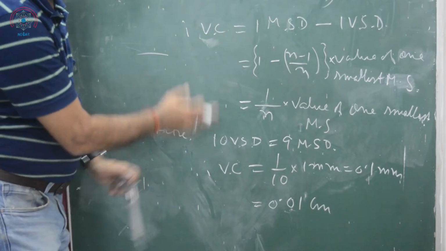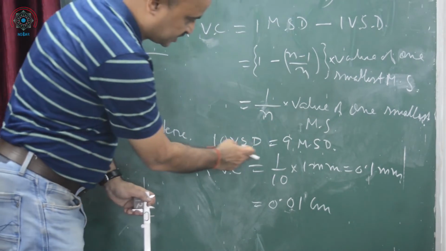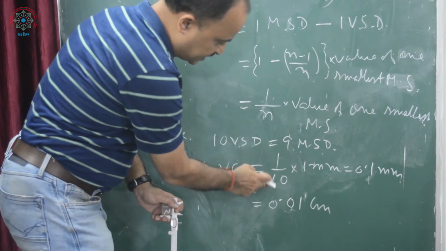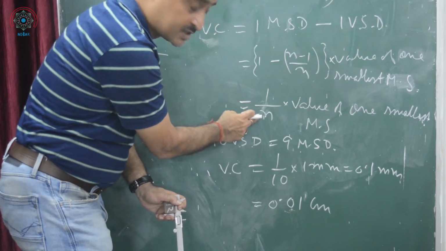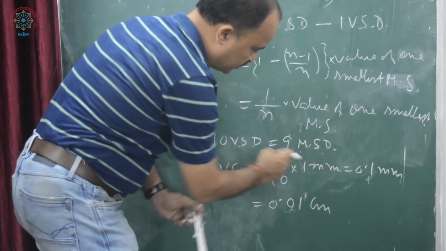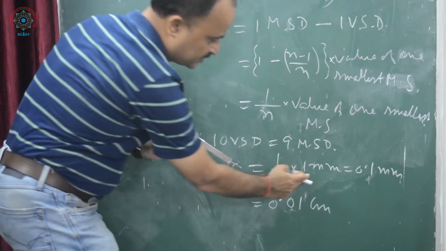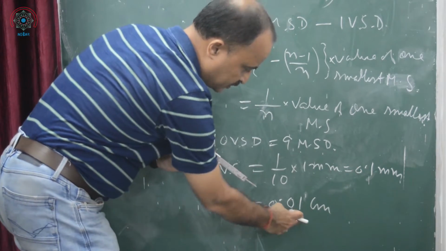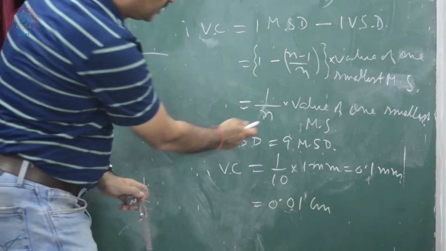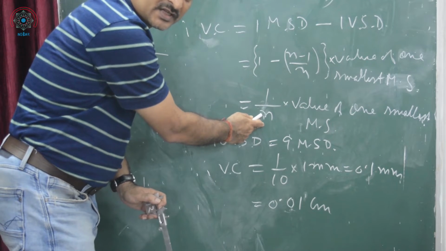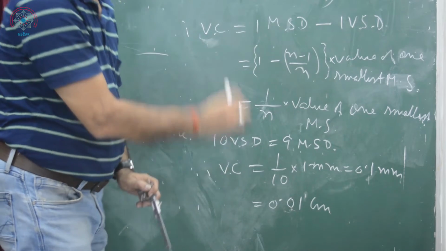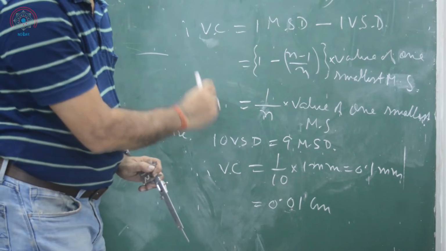In our device, we have 10 Vernier scale divisions equal to 9 main scale divisions. So the Vernier constant will be 1 by 10. Here for n, I am putting 10. The value of the smallest main scale division is 1 millimeter. So I get 0.1 millimeter or 0.01 centimeter. As the number of Vernier scale divisions increases, the smaller the value of the Vernier constant, which means more accuracy of the device.